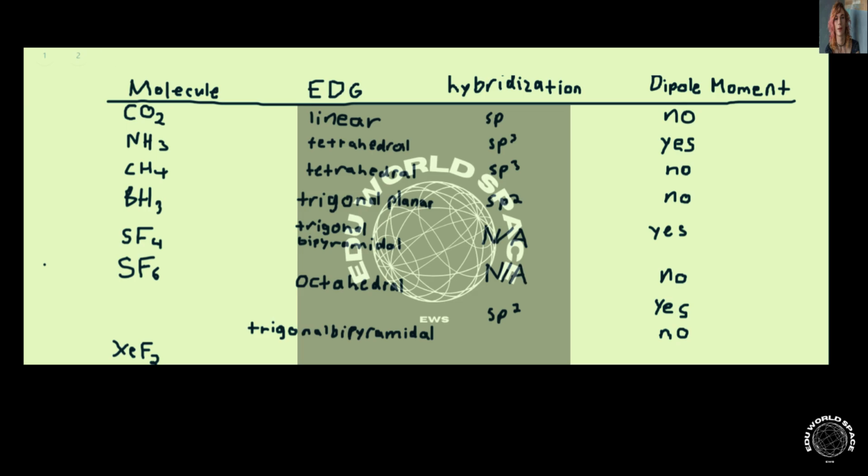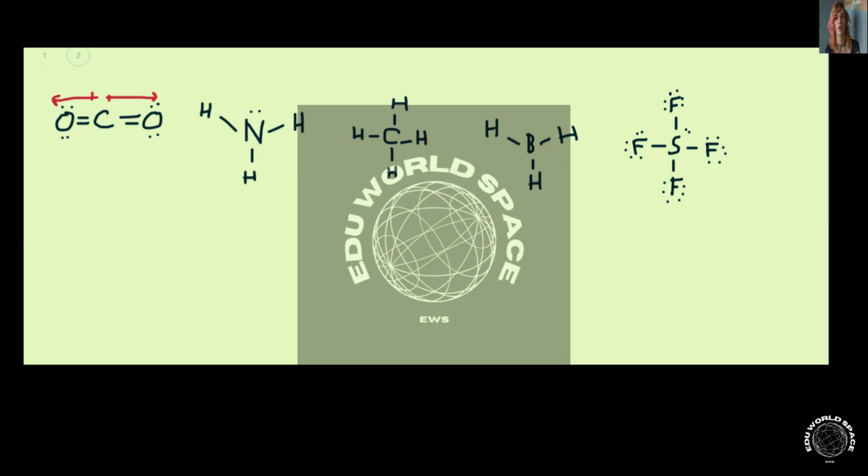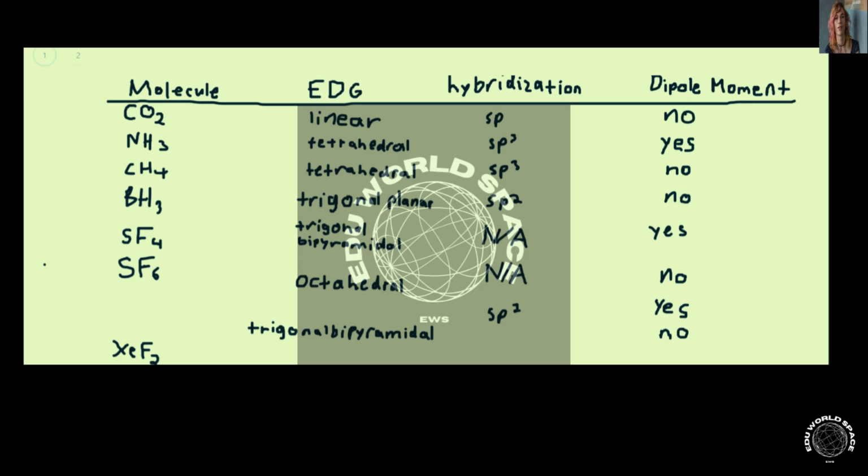So we can draw that right here: our central sulfur atom. The top is going to cancel out with the bottom. This is going to cancel out with this, and this is going to cancel out with this. So this creates a completely neutral structure. Well, not neutral, non-polar.